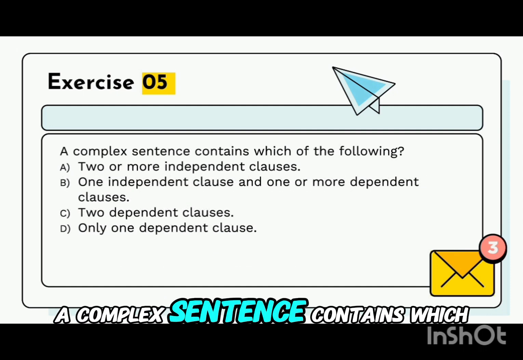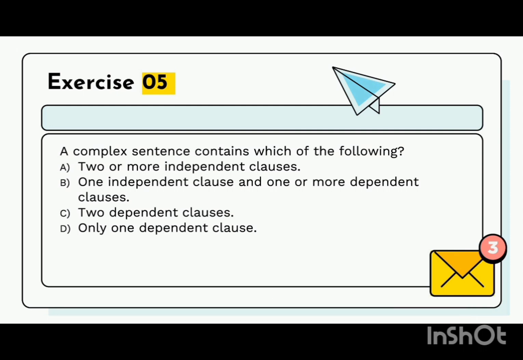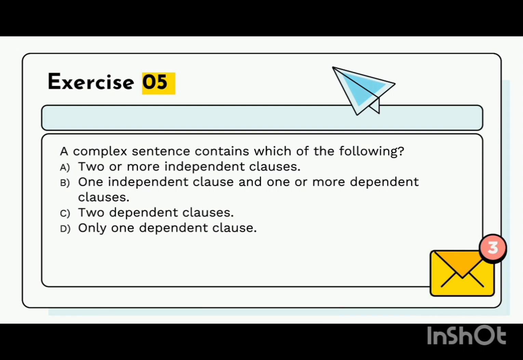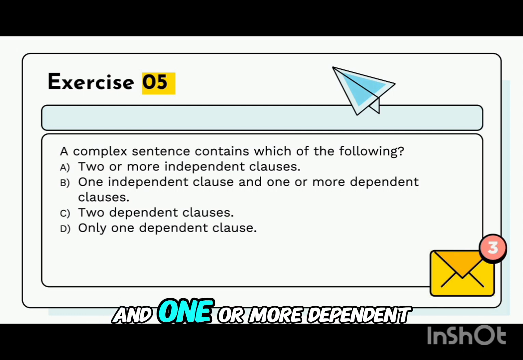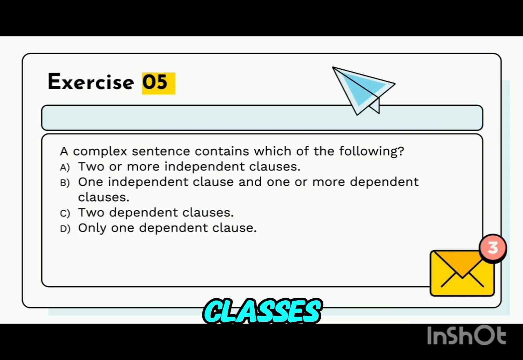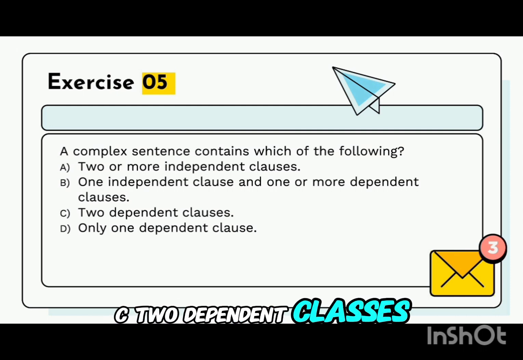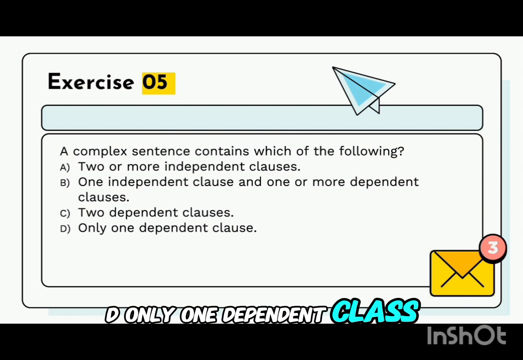A complex sentence contains which of the following? A. Two or more independent clauses. B. One independent clause and one or more dependent clauses. C. Two dependent clauses. D. Only one dependent clause.